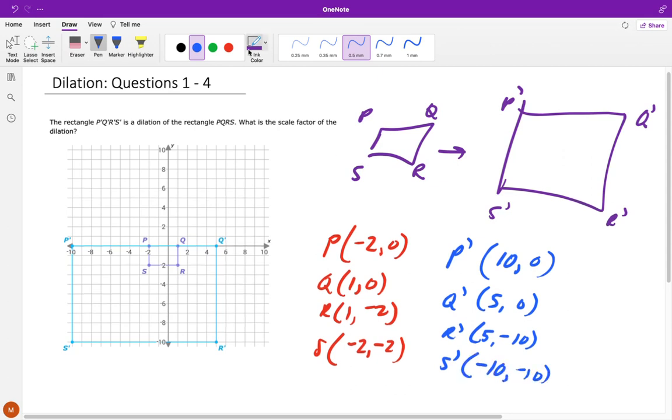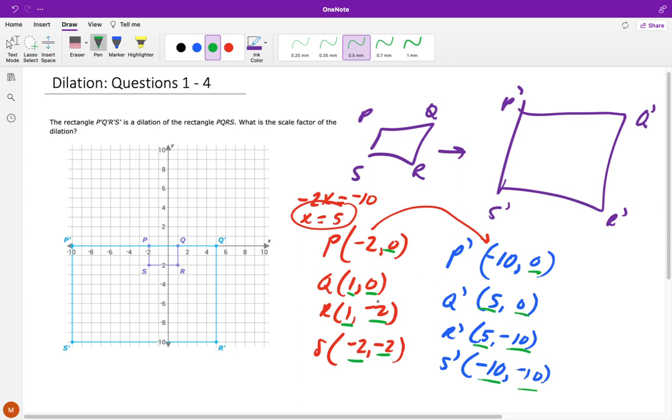So when we're trying to figure this out, all we can do is say, okay, P prime was -10. P started out at -2 and it went to -10. So -2 times what number gives me -10? Well, that number would be 5. Once I figure that out, I can check to make sure I'm right by multiplying every other number by 5. 0 times 5 is 0. 1 times 5 is 5. 0 times 5 is 0. 1 times 5 is 5. -2 times 5 is -10. -2 times 5 is -10. So you see here my dilation factor, or scale factor, is 5.